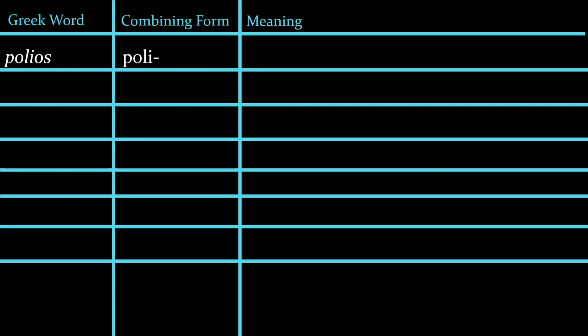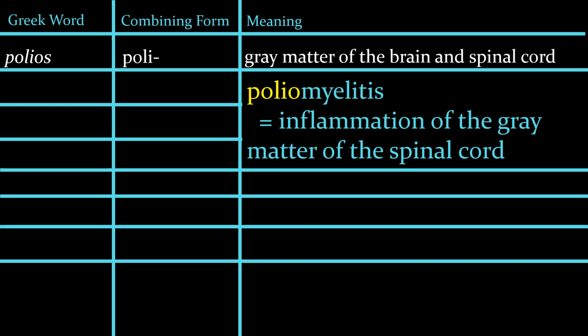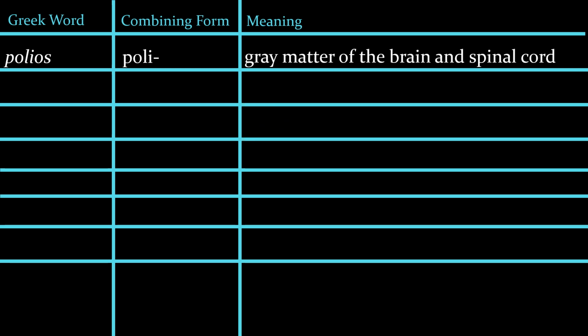Okay, and we move on now to polios. And our combining form is poly, not to be confused with Poly. And this is gray matter of the brain and spinal cord. Many of us have probably heard of polio, the full name of which is poliomyelitis, which is an inflammation of that gray matter of the spinal cord. Next, we have polis, or if you want the ancient Greek, it's polus. And this is your poly, which just means many or excessive.